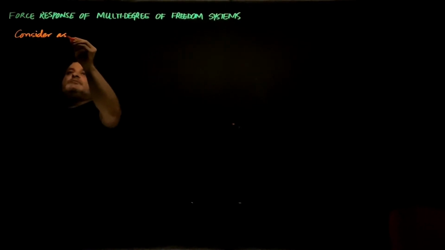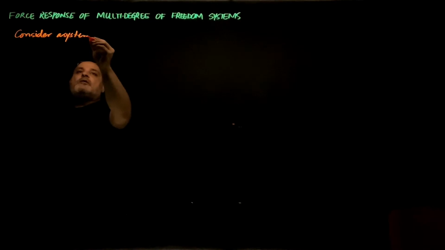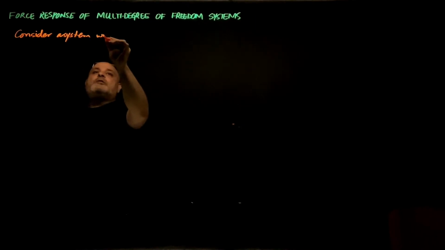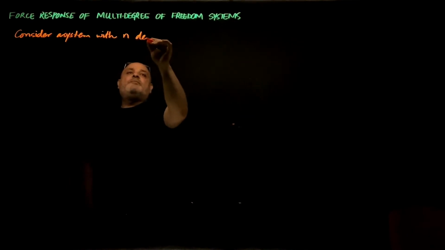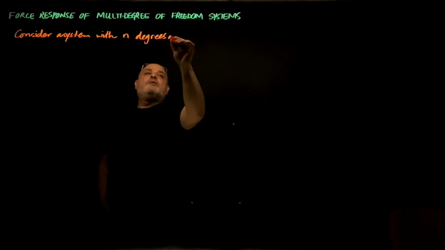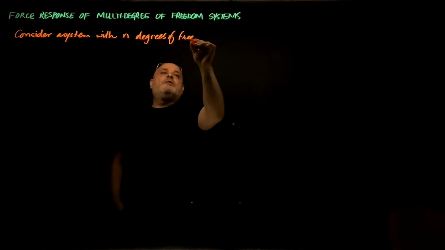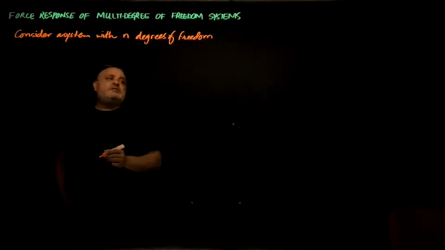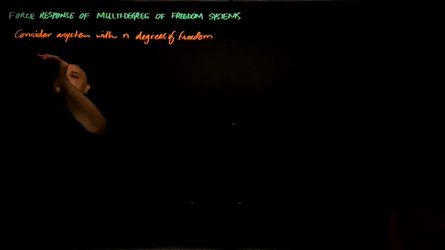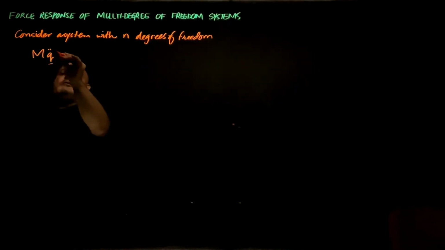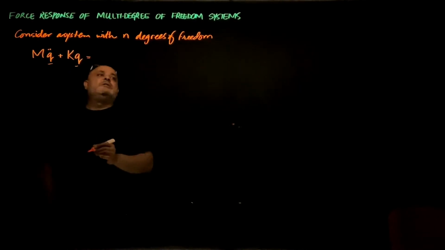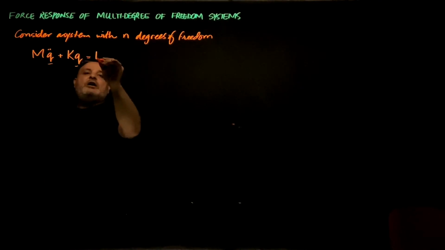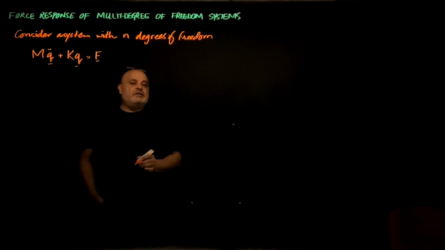Consider a system with n degrees of freedom. This system can be represented as m times q double dot plus k times q equals, if this system is forced, then I will have a force vector on this side.